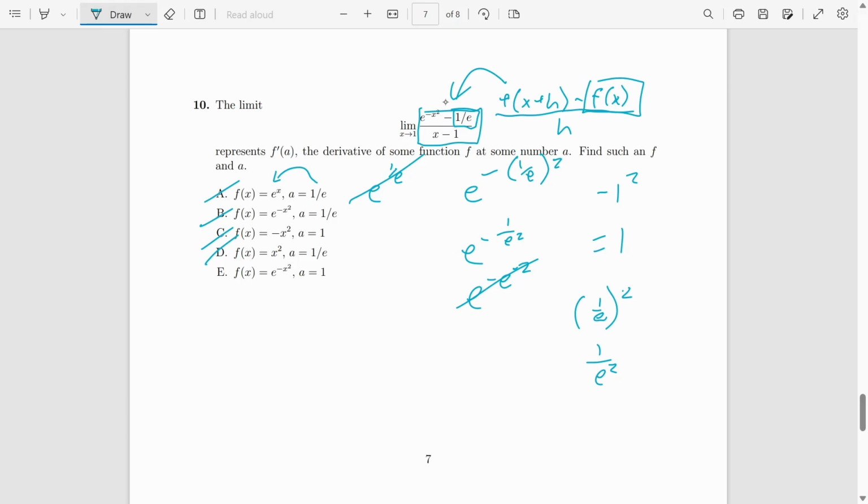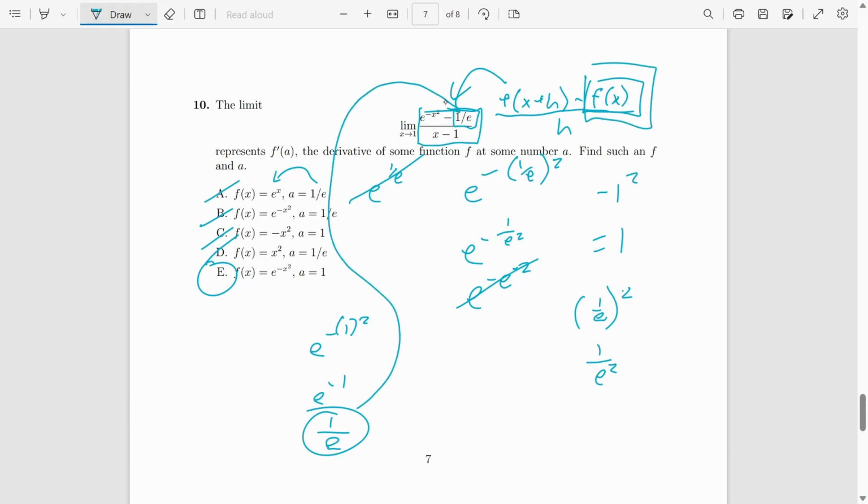So looks like our answer is e. We can plug it in and see for ourselves. That's e to the negative 1 squared, which is e to the negative 1, which is 1 over e. So that's exactly this 1 over e is exactly equal to that 1 over e. That's from the original manual derivative function.